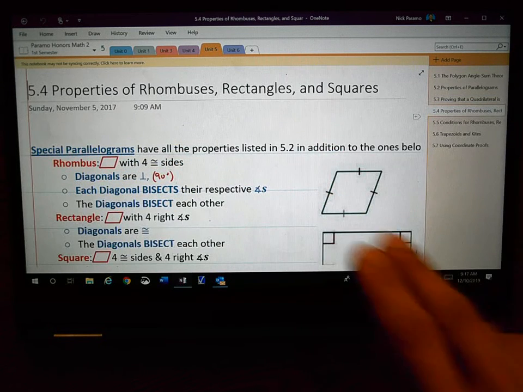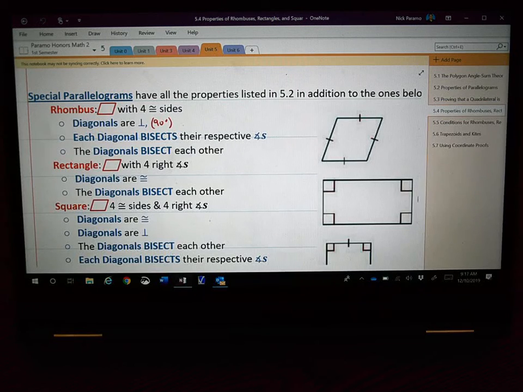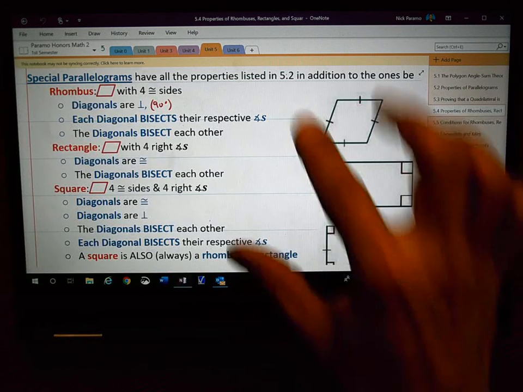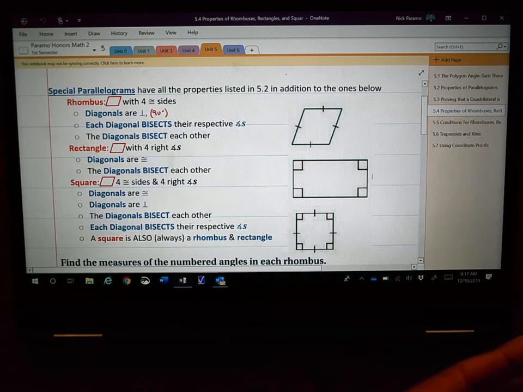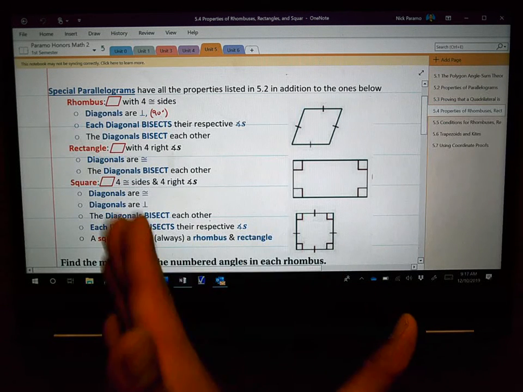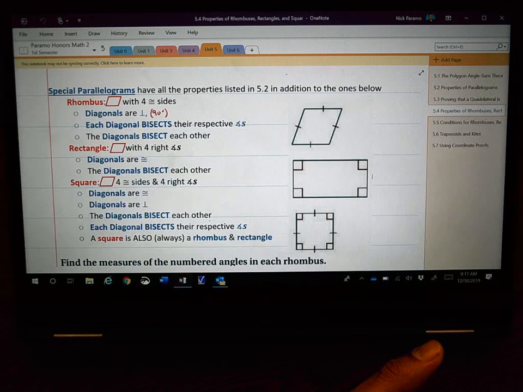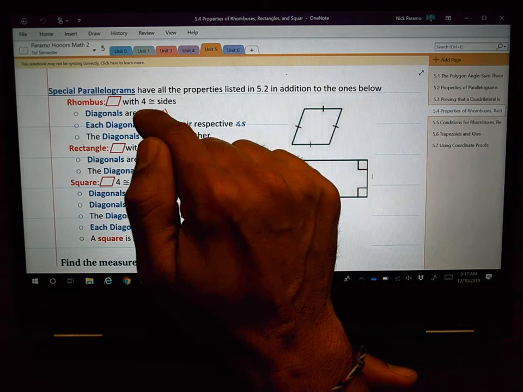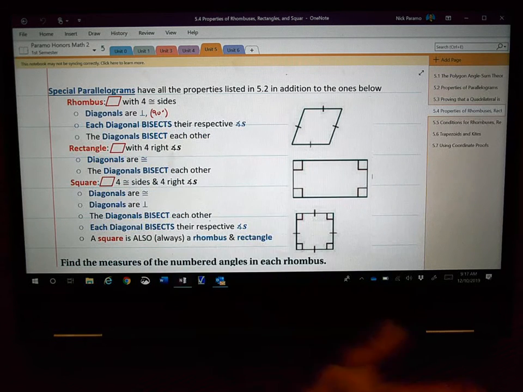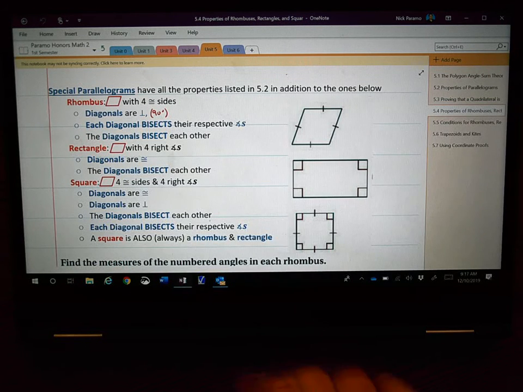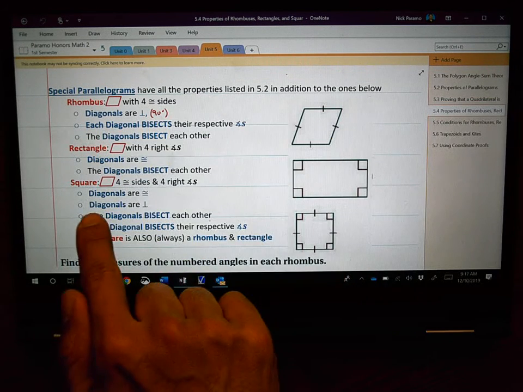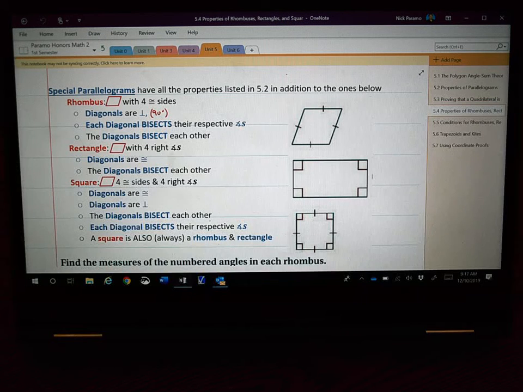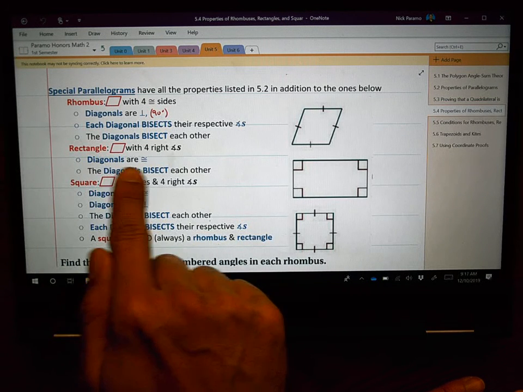And then we went into special parallelograms. The 3 special parallelograms were a rhombus, a rectangle, or a square. Those special parallelograms didn't just have the properties of the parallelograms, they also had some individual properties. You needed to know that for a rhombus, those diagonals are always perpendicular, that each diagonal bisects their respective angles, and that the diagonals bisect each other. That was something unique to a rhombus, and since a square is a rhombus, these facts hold true for a square as well. For rectangles, the diagonals were congruent.